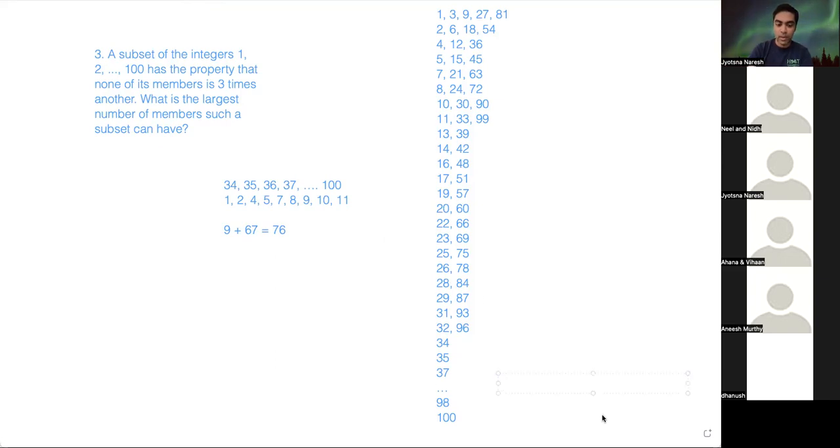So what is the total number of numbers? We already know from 34 to 100 is 67 numbers, right? Now, how many multiples of 3 are there? So this would be, let's see, 33 minus 11, 22, right? So from 12 to 33 times 3. So this gives us 45. Does this make sense? Yes.